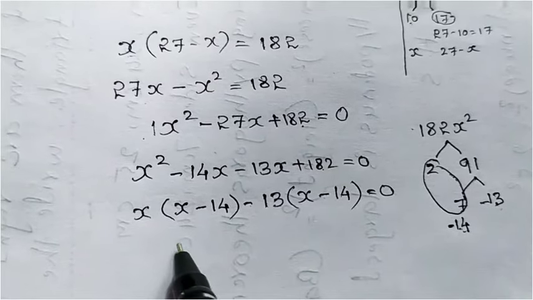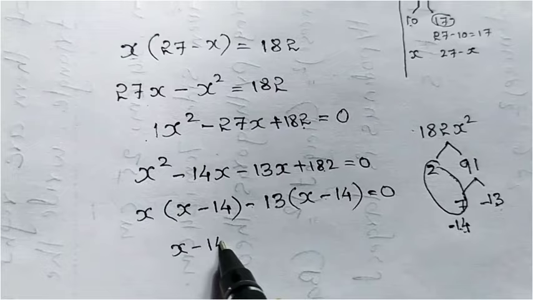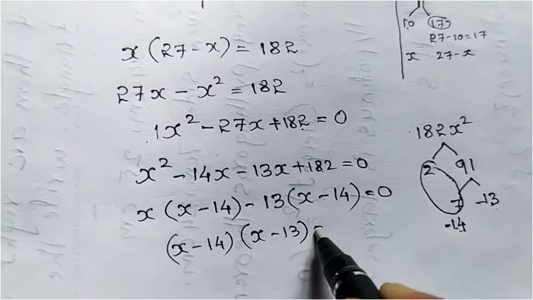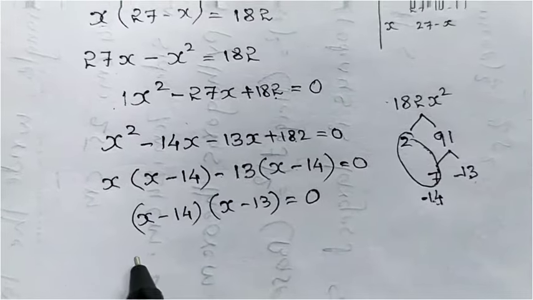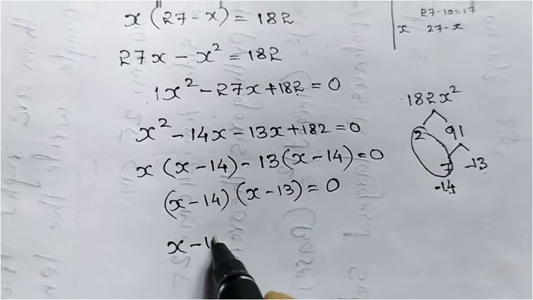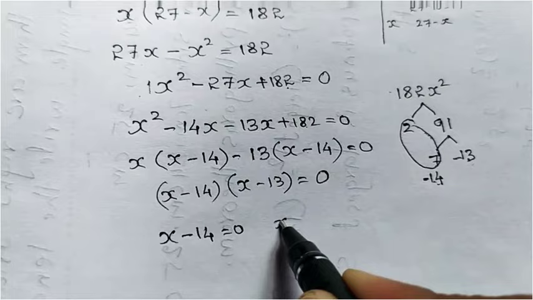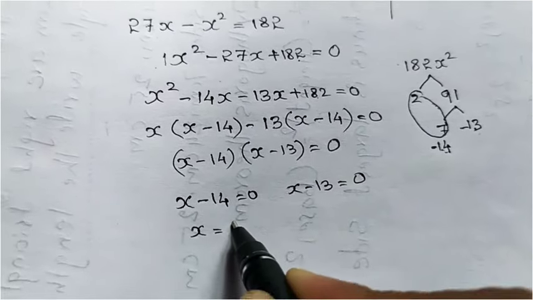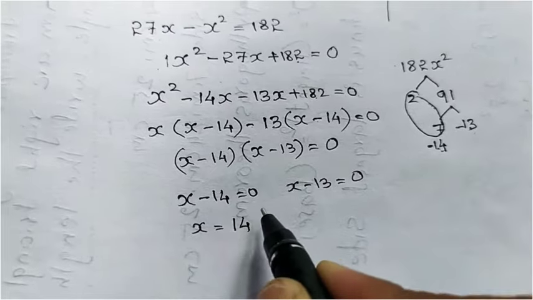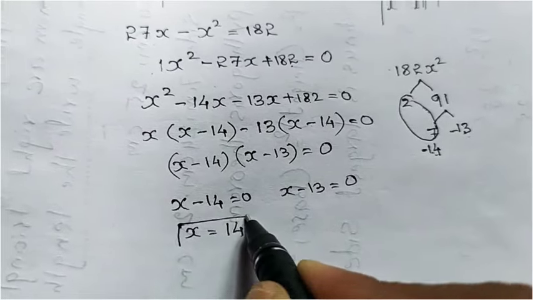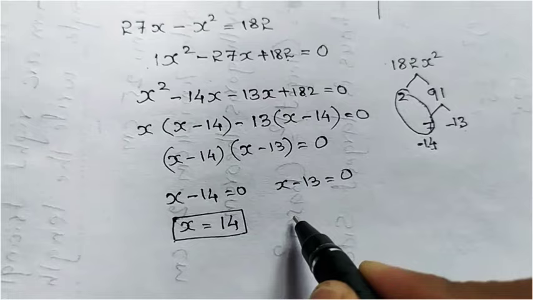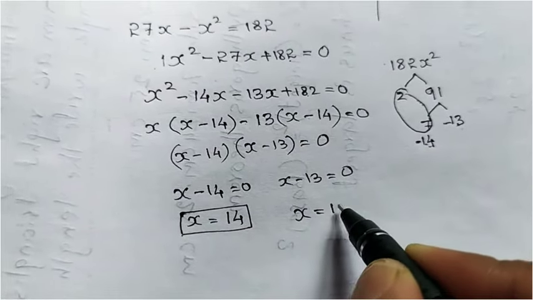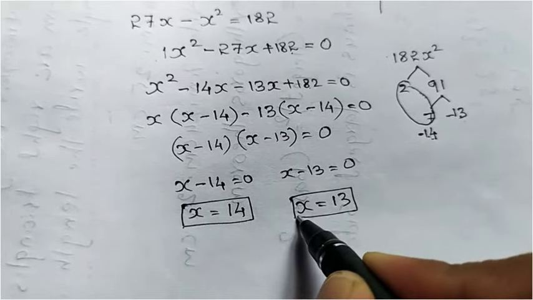So write the common x minus 14 and what is left? x minus 13 equal to 0. Okay, so separately write them. x minus 14 equal to 0, x minus 13 equal to 0. So x equal to 14, if I take minus 14 to that side, then it becomes plus. So x equal to 14. Similarly, if I take 13 to that side, that also becomes positive. So x equal to 13.